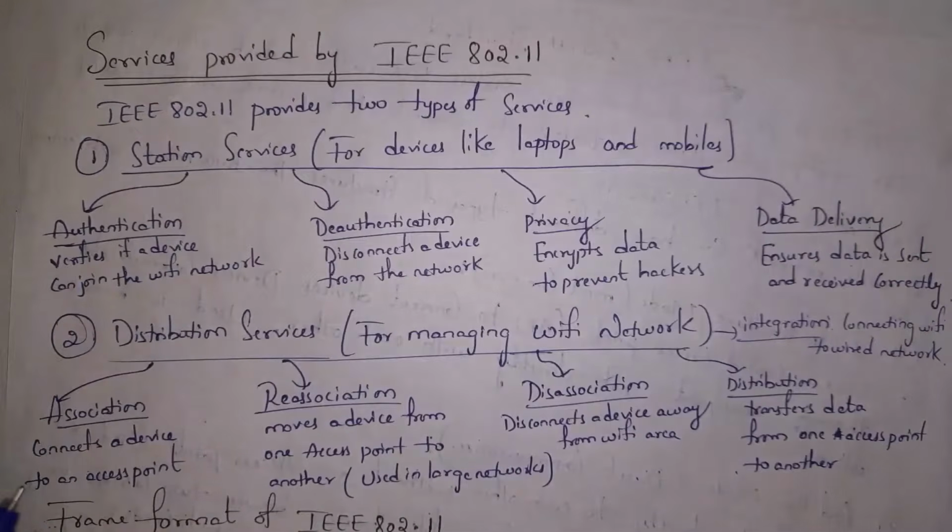And the second one is distribution services, where these services are used for managing the Wi-Fi network. The first one is association. If we connect our device to an access point, then we call it association.